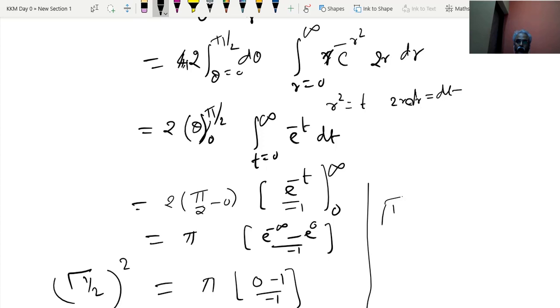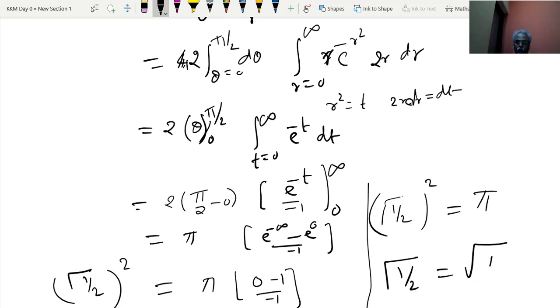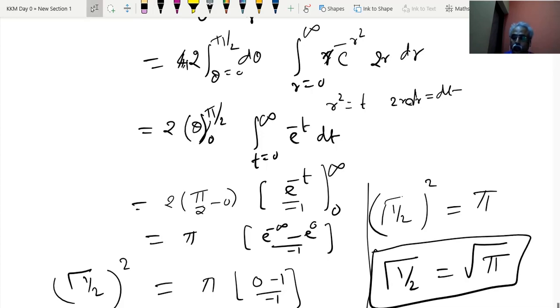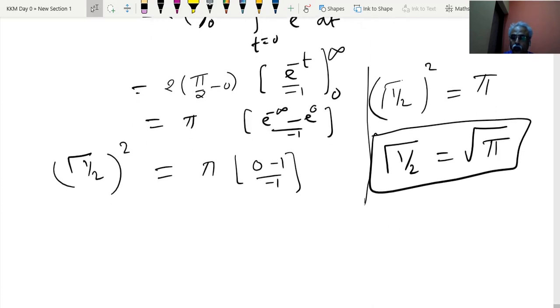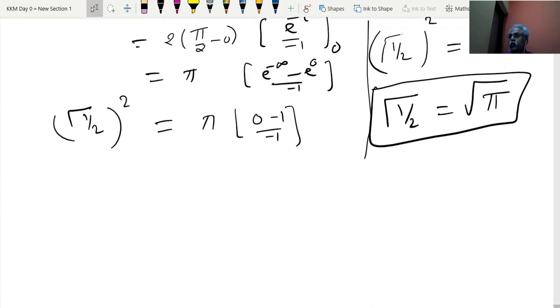So the historical result is waiting now. Gamma half whole square is equal to pi. Hence, gamma half, never forget this throughout your life, is root pi. Using these two results, we are in a position to solve many interesting different examples.